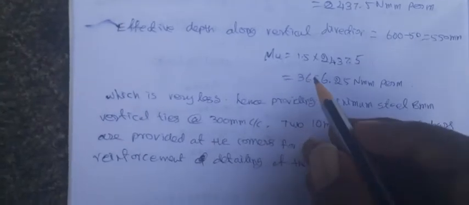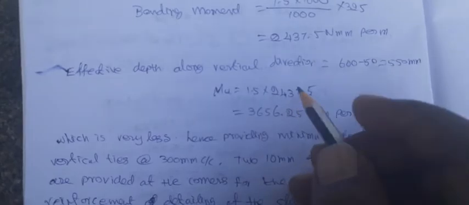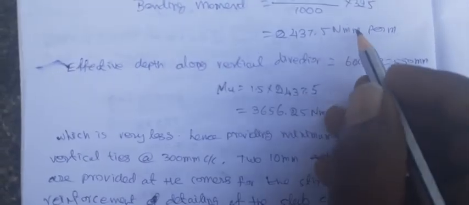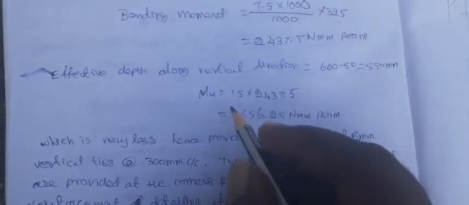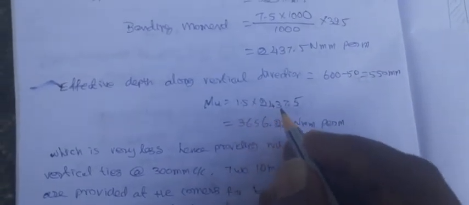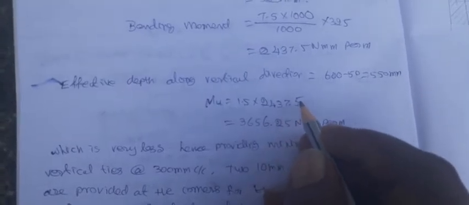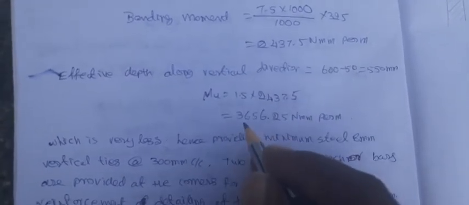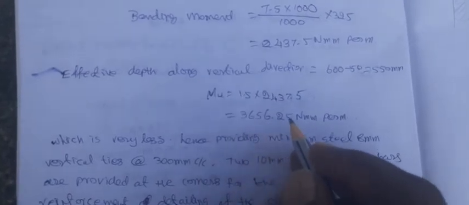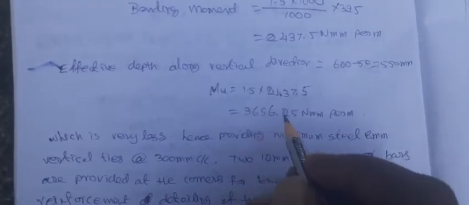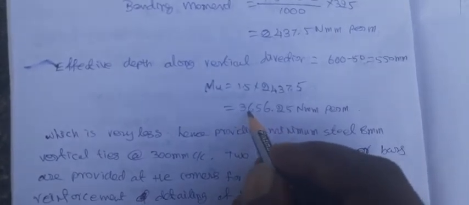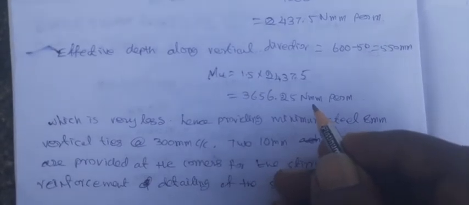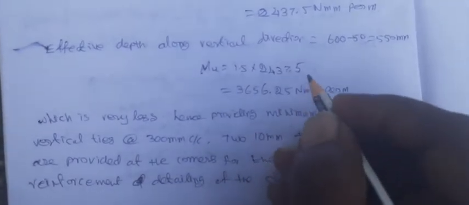So ultimate moment is 1.5 into the bending moment value 437. Sorry, 2437 Newton per mm, not kilonewton, Newton per mm square. So here 1.5 into 2437.5. So the ultimate moment value is 3656.25 Newton per mm square. So this is nothing but 3.6 kilonewton mm, otherwise into 10 power minus 6 Newton mm.